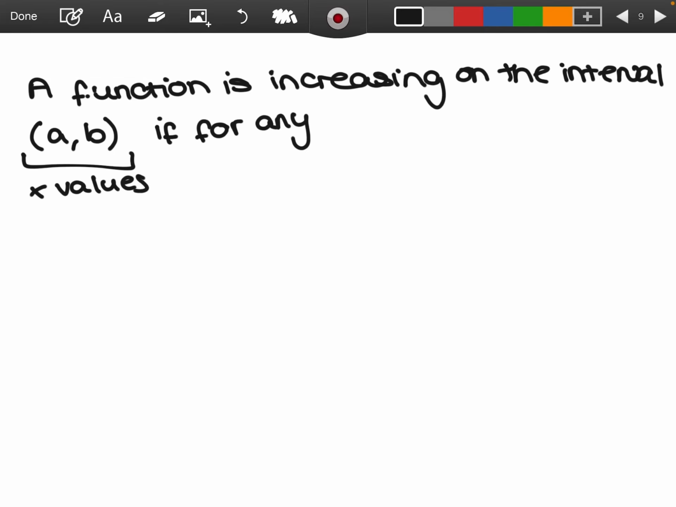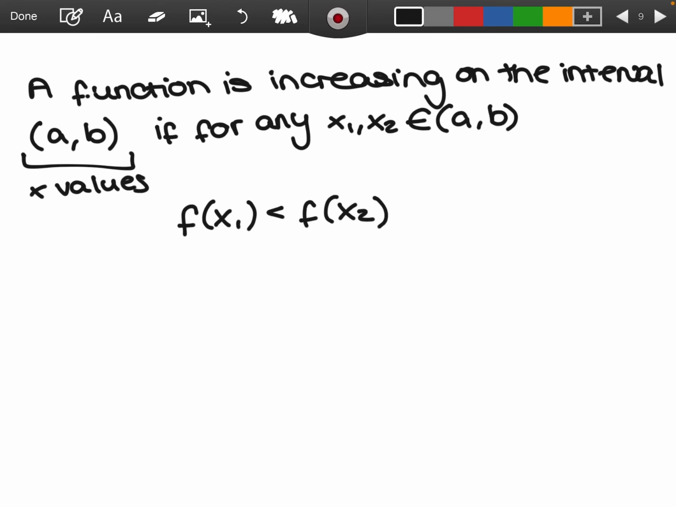for any x1 and x2 which exist in this interval. So for any x1 and x2 that are in that interval, you find that the function value of x1 is less than the function value of x2, where x1 is less than x2.